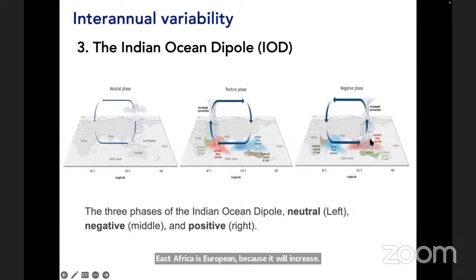Other years, it's switching. The Eastern Africa side becomes colder, and the eastern Indian Ocean becomes warm. Now the wind is reversed, so there is less rain. It will depress rainfall over the eastern part of Africa. That's what this is. Hope I answered your question.